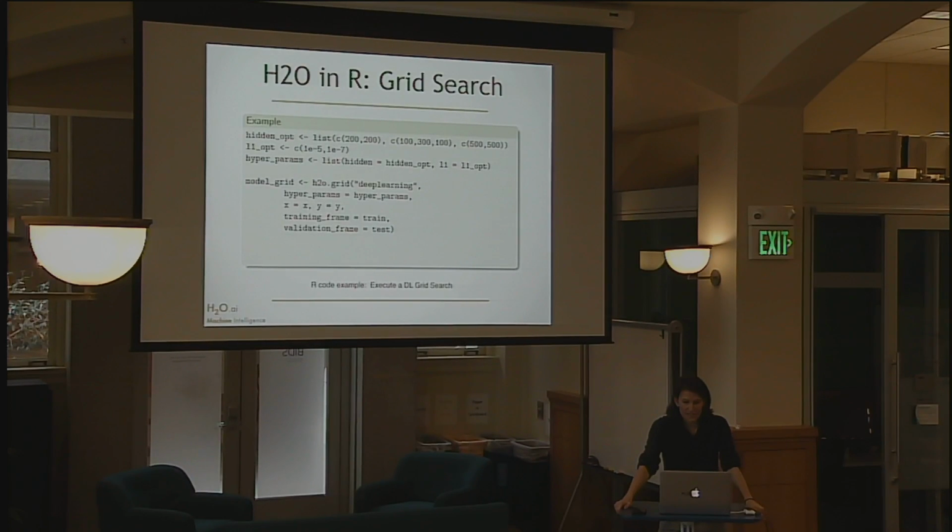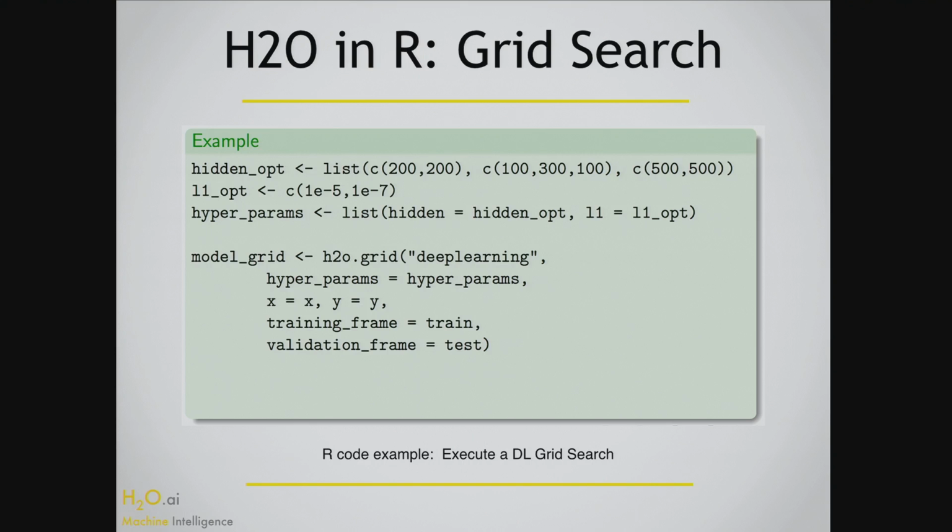In this case, this first thing, hidden_opt, is just different architectures of the hidden layers. So in a neural network, 200, 200 means there's the input layer of the neural network, then 200 neurons, another 200 neurons, and then the output layer. So this is just another model parameter that is specific to deep learning. And then the L1 penalty is another thing you might want to grid over, and that's how you do that.